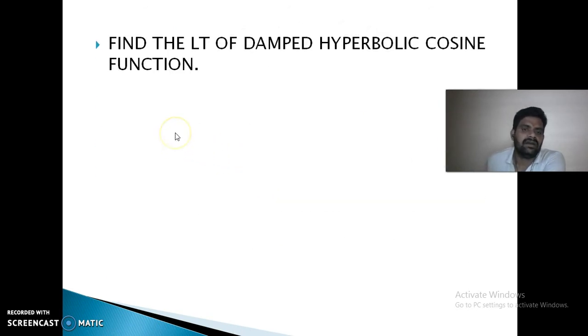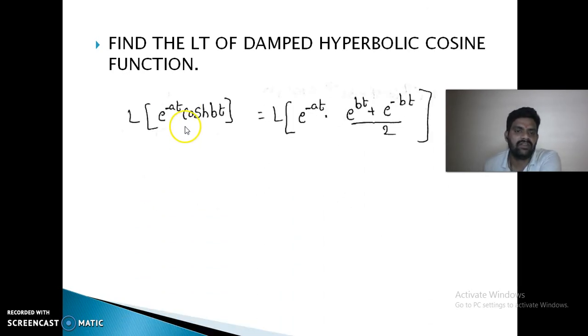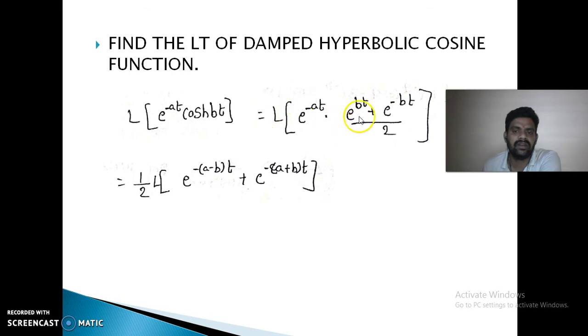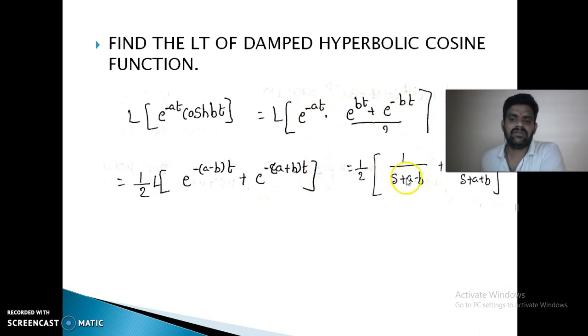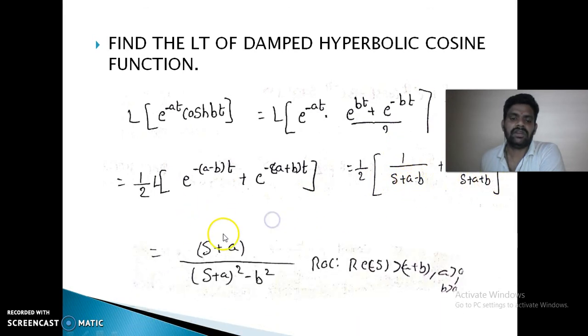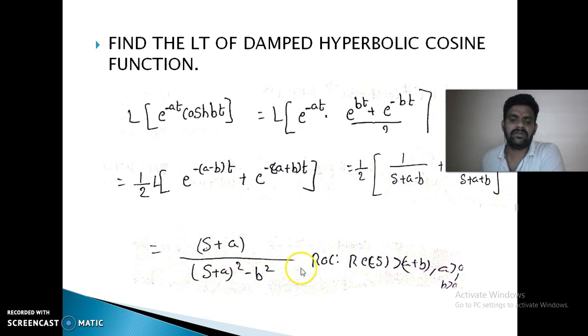Find the damped hyperbolic function, e power minus at cosh bt. So e power minus at into (e power bt plus e power minus bt) by 2, that is (e power minus of (a minus b) t plus e power minus of (a plus b) t) by 2. Taking the Laplace transform, 1 by s plus a minus b, plus 1 by s plus a plus b. Taking the LCM, we get (s plus a) by ((s plus a) whole square minus b square), and its ROC is greater than this b.